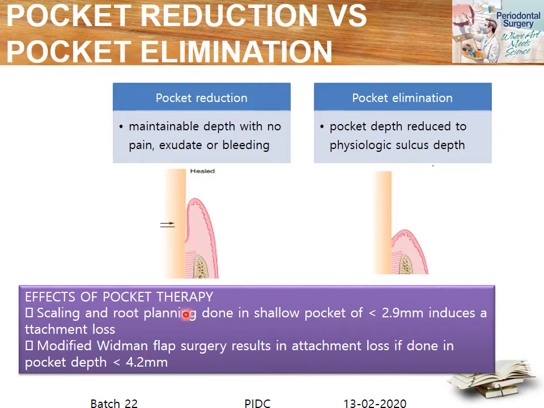Effects of pocket therapy: when scaling and root planing are done in shallow pockets of less than 2.9 mm, it induces attachment loss, whereas modified flap surgery results in attachment loss if carried out in pocket depth less than 4.2 mm. So please don't carry out any surgery if the pocket depth is less than 4 mm, and for scaling and root planing, if it is less than 2 to 3 mm, please don't go in for deep root planing in such pockets.